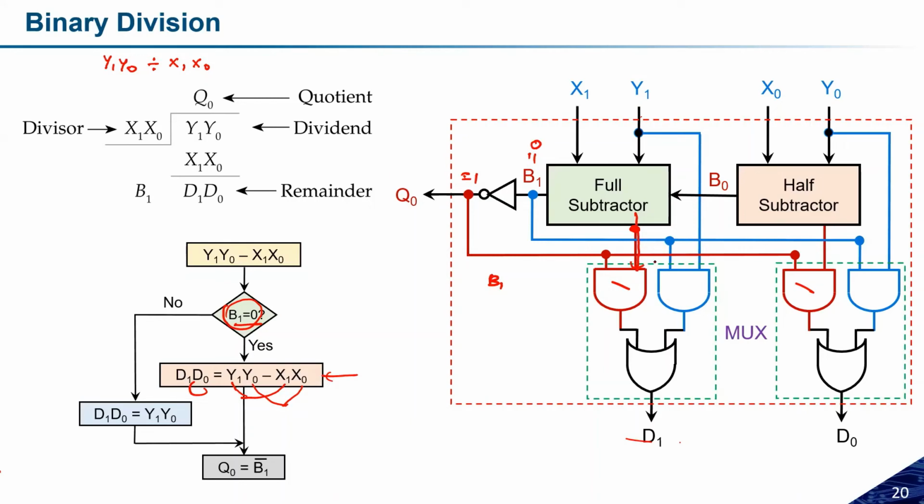But if I'm talking about the blue one, what is happening? If B1 is equal to 1, it is already able to activate this AND gate, so we don't need to take the complement. That will directly pass Y1 and Y0. I don't need to subtract. So Y1 and Y0 will be directly transferred if B1 is equal to 1.